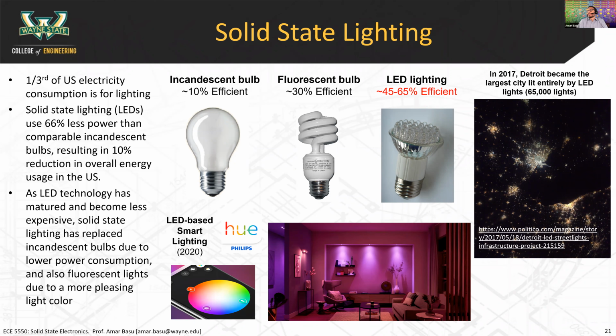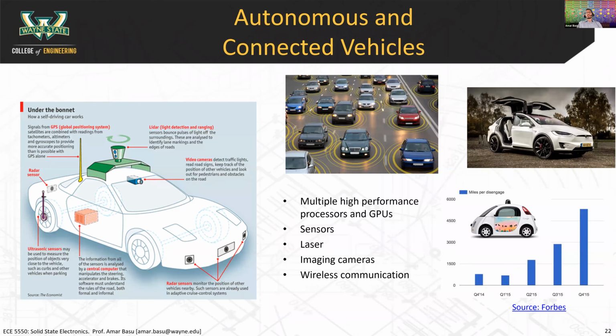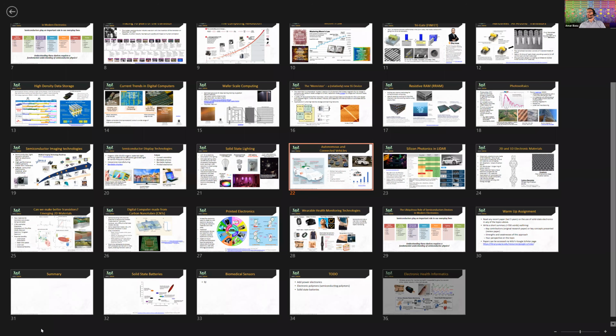What else can we say about LED lighting? I think that's pretty good. So let's continue here. Autonomous and connected vehicles. We have about a half an hour left, so I just want to make sure we get through the rest of the material in today's class. Let's see, we have, yeah, 1, 2, 3, 4, 5, 6, 7. Yeah, I think we can get through here.